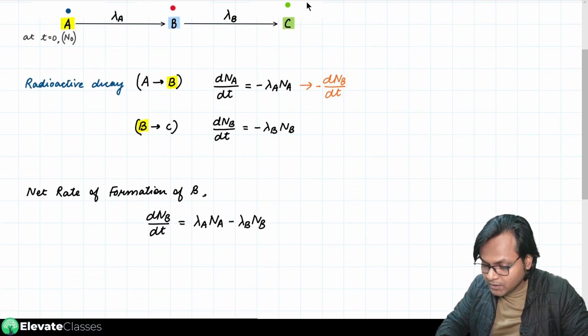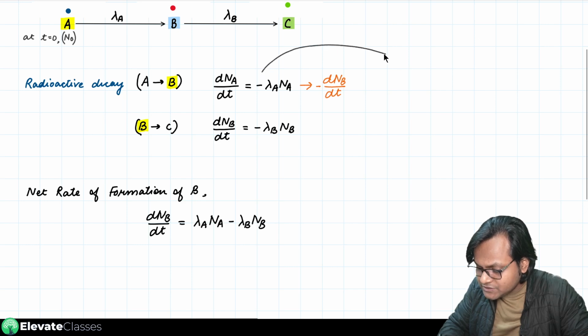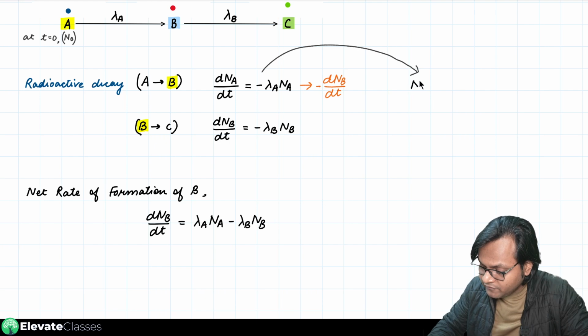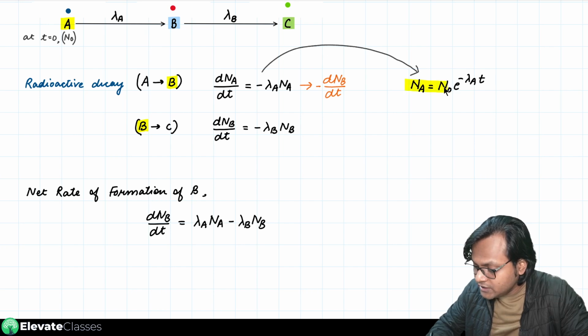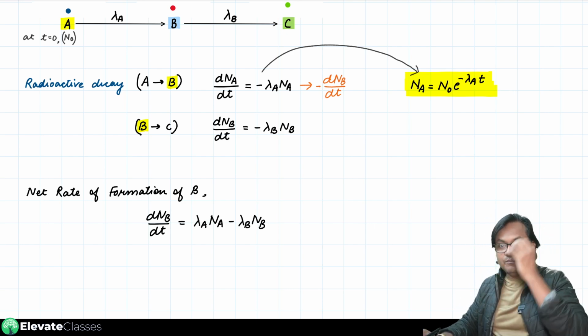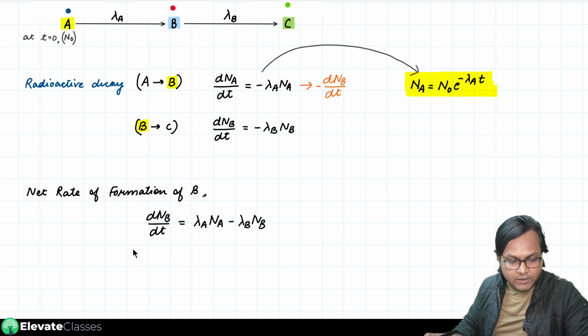And keep in mind that the rate at which the decay of A happens automatically leads to a very simple equation. I think most of you are already familiar with it. NA is equal to the initial number of nuclei times e to the power minus lambda A t. We'll also be using this expression later on. So this is simply the radioactive decay law for the decay of A to B. Now I want to find out the decay of B at any given point in time. To do that, I simply need to solve this particular equation.